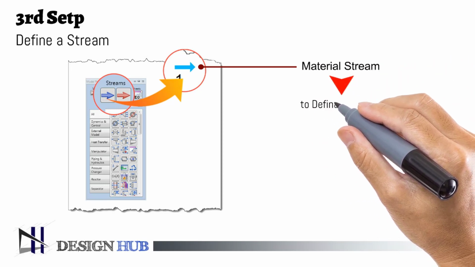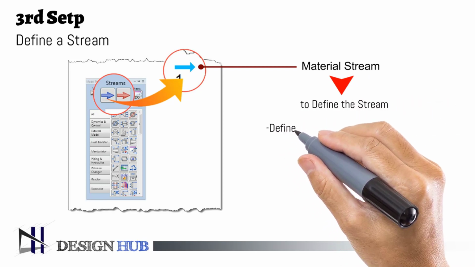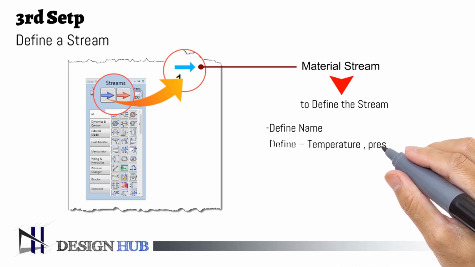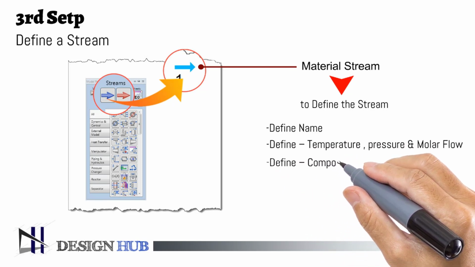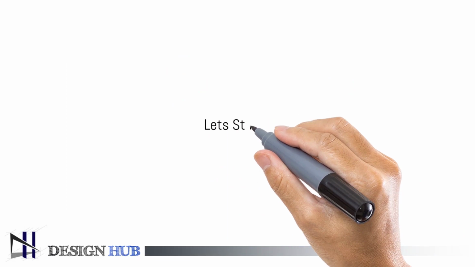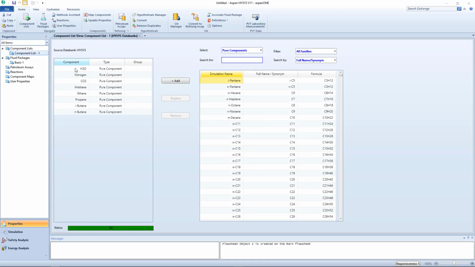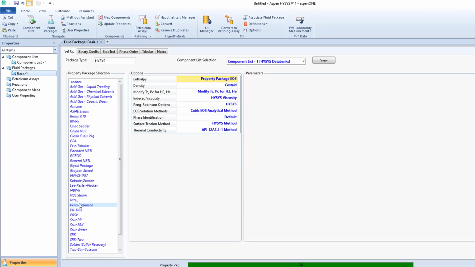To fully define the material stream, you have to define feed name, feed temperature, feed pressure, flow rate, lastly composition mole %. Before starting the simulation, we already defined the composition and fluid package.